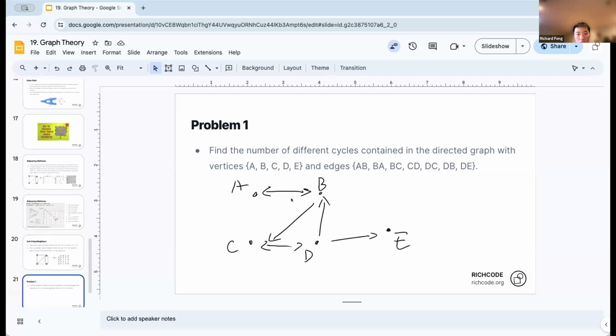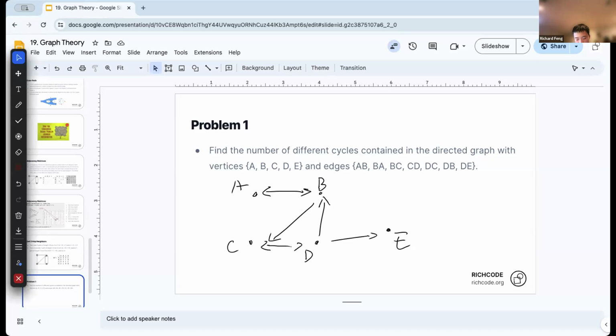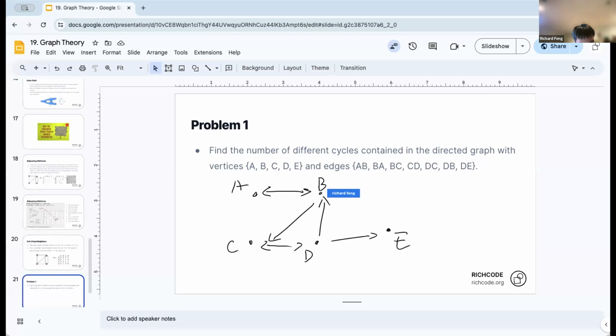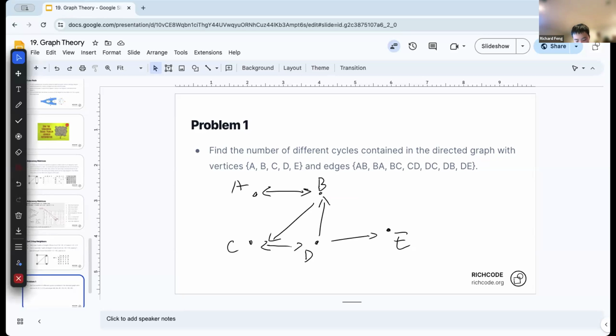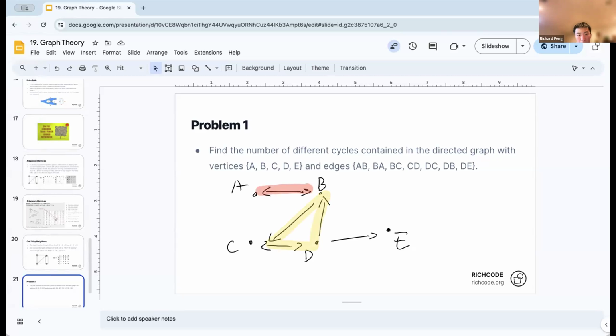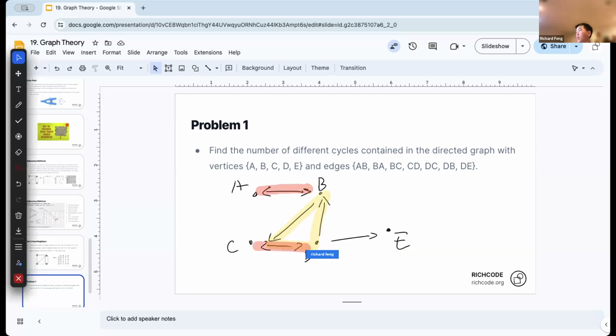Let me use a different color. BCDB is a cycle. ABA is a cycle. And CDC is a cycle. So I think the answer for this one should be 3. Does that make sense?